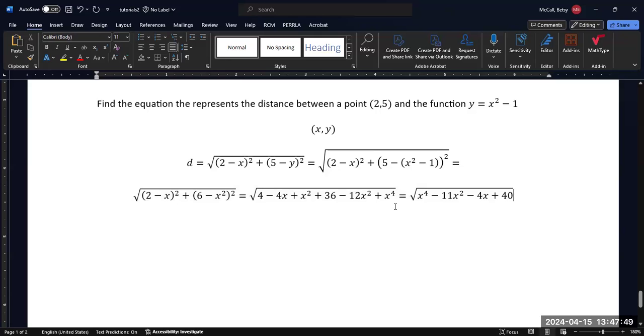And so I can also use this, for instance, to find things like the minimum distance or the maximum distance if there is one. And I can, for instance, plot this curve and plot this equation, and it will give me lots of information about the changing relationship between points on this function and this particular point.